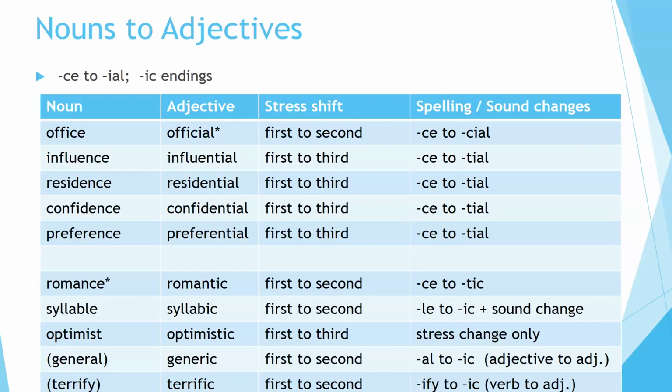Now the next word, in fact all of these words with IC endings are different. So there's no real pattern here. So the next one we'll look at is syllable. This is actually a noun, not an adjective like some of the other words with ABLE endings. And the adjective form is syllabic. Notice the stress shift from first syllable to second syllable.